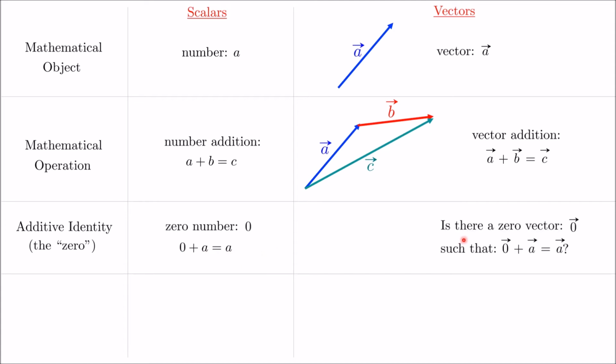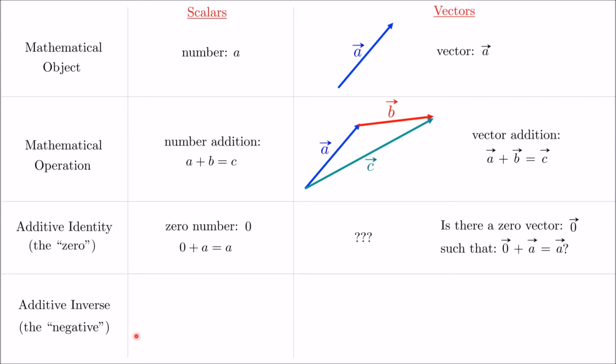So the question is, within the vector system, is there something called the zero vector, written like this, that is able to play the analogous role, this role of the additive identity? So we're looking for a special vector such that when we add it to any other vector, it's not going to affect it, it will just return the same vector back. And if this vector does exist, well, what does it look like?